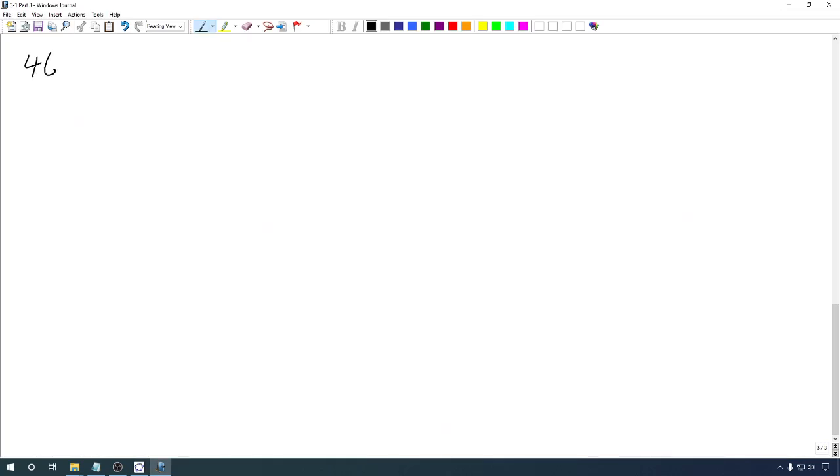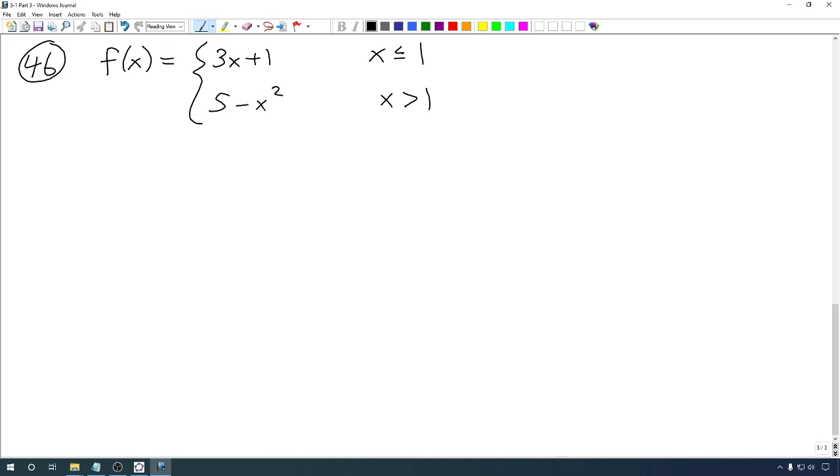Now let's look at problem 46. Problem 46 is a little bit different from the ones we've been doing. We solve a function f of x, but this is going to be a piecewise function. We're going to have two parts to it. When x is less than or equal to 1, it's going to follow the formula of 3x plus 1. When x is bigger than 1, it's going to follow the formula of 5 minus x squared.